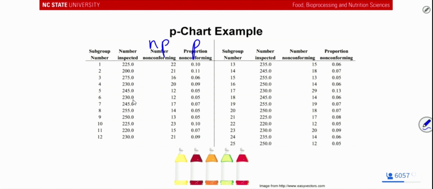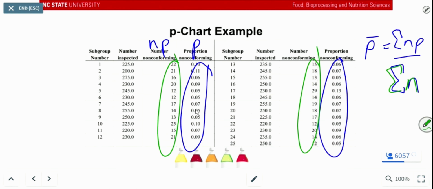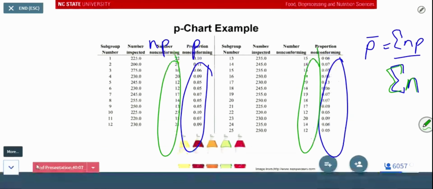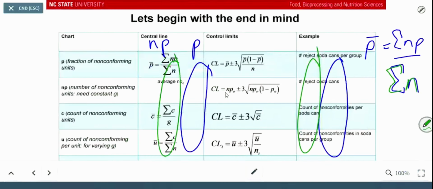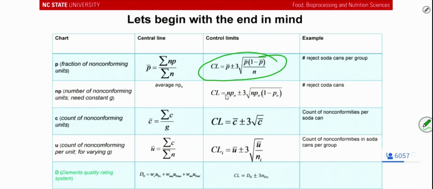You see where we're going with this, right? We need to calculate P bar. You could do that, right? How do we calculate P bar? Well, we're just going to add up all of these P's, 0.1 plus 0.11 plus 0.06. We're just going to sum up NP divided by the sum of N. Based on that P bar, you know where we're going with this. We're going to calculate those control limits. Easy math. Easy peasy.